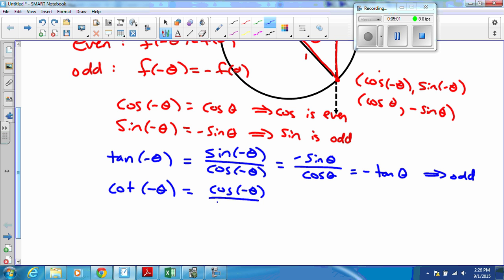The exact same proof, I should say a very similar proof, shows us that cotangent is also an odd function.